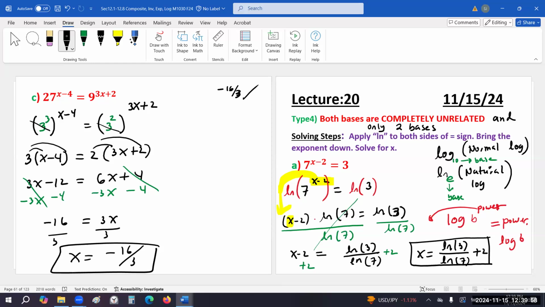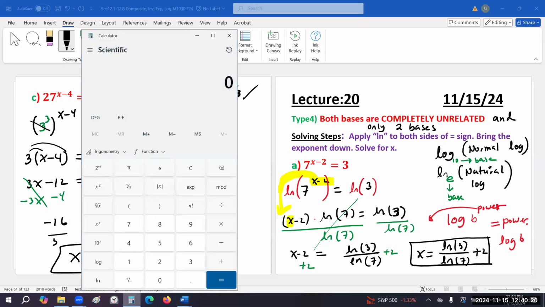This is our answer if this is a non-calculator question, because in order to find how much this is, we need a calculator. So if it's a non-calculator question, we stop. But if it's a calculator question, then we cannot stop. We have to go to the calculator and find out how much this is. Depending on which type of calculator you have, you input this information differently.